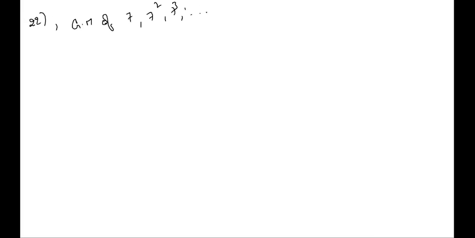Twenty-one is a very easy problem. 22. Geometric mean of 7, 7 square, 7 cube, and so on.